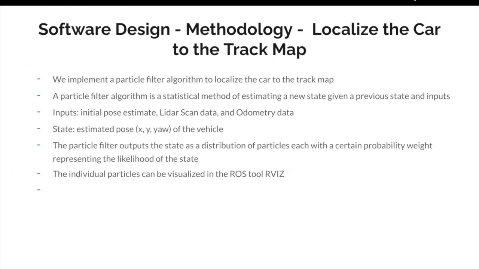We'll take in LiDAR scan data and odometry data. Odometry data in this case is wheel speed and steering angle. And then the output of this particle filter algorithm is an estimated pose of the vehicle, so where it thinks the car is in relation to the track.